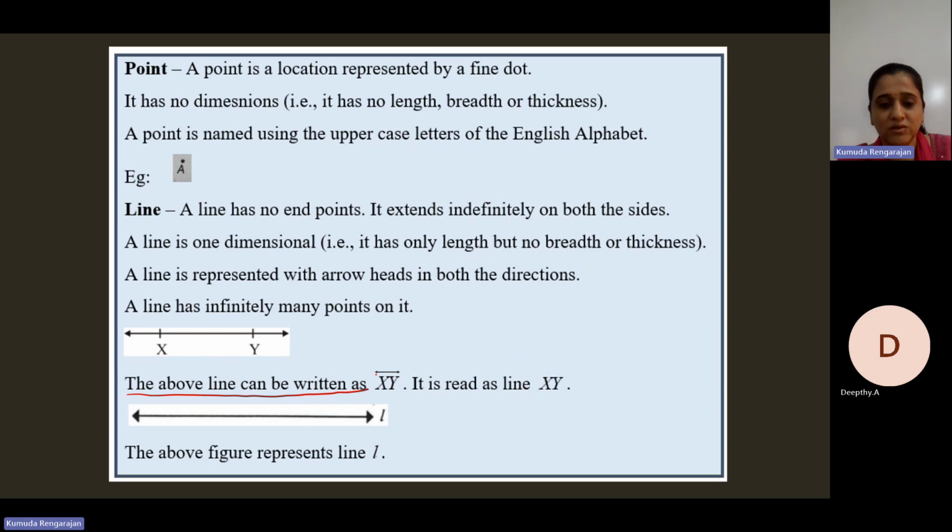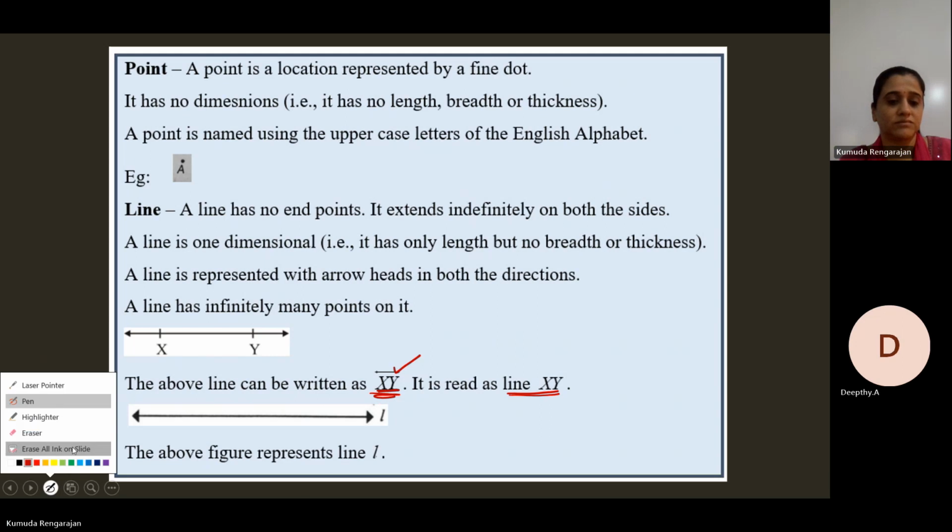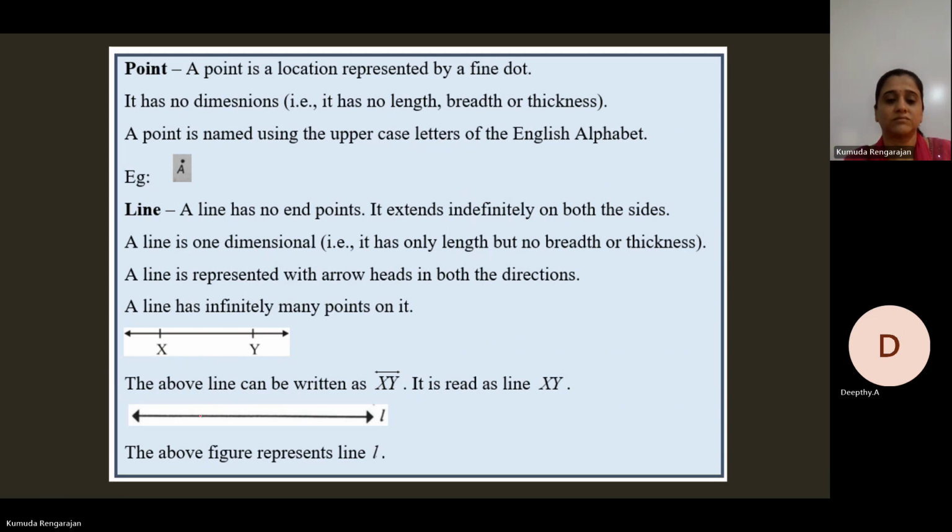Can you see this here? In the print, you cannot make out the arrow. So there is an arrow. There are arrows on both the sides. So line XY is written like this and it is read as line XY. The symbol is line and XY. The above figure represents line L. You can also name a line like this, line L. Is that fine?